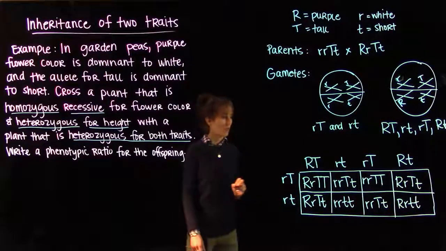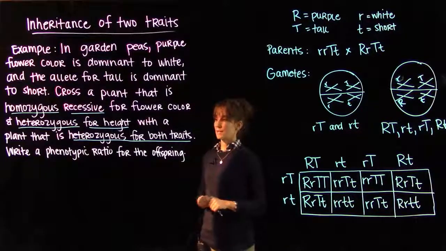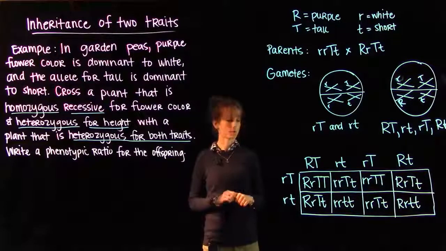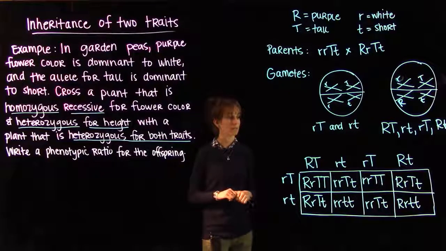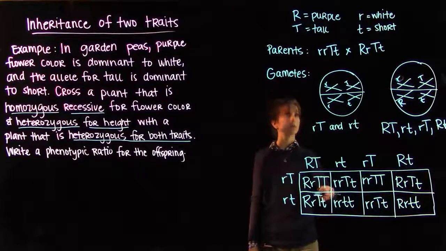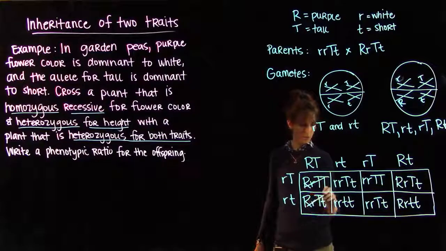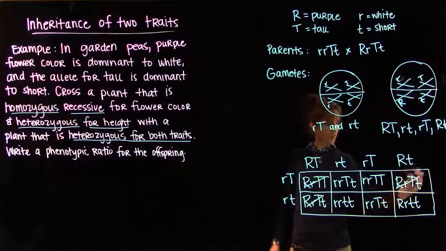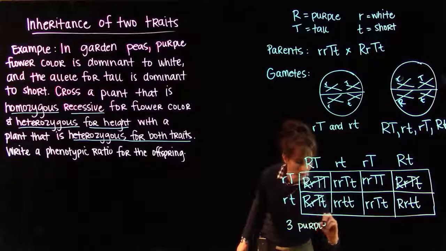Okay. Those are all the possible genotypes of the offspring, but the question is asking us to write a phenotypic ratio of the offspring. So our last step is to count up all the possible phenotypes and tell how many there are. So up here we've got a big R with big T, so that's going to be a purple flowered tall plant. So let's see how many of those there are. There's 1, 2, 3. So 3 purple tall.